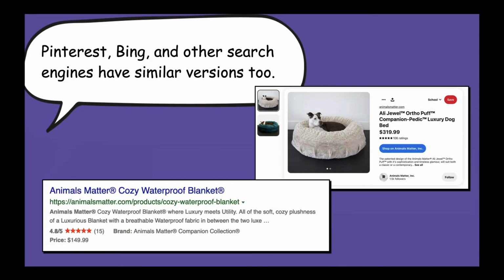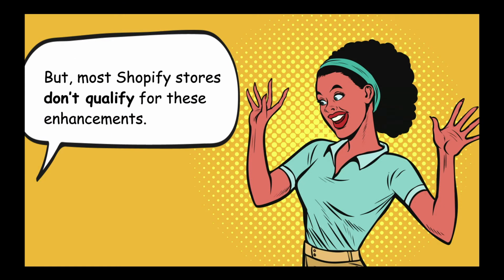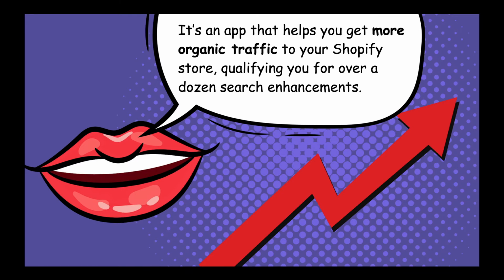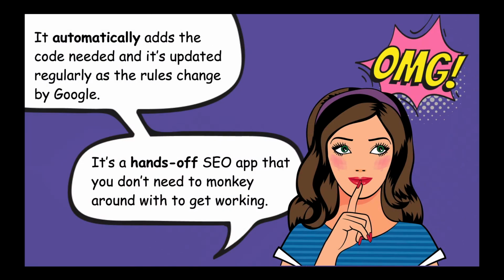Pinterest, Bing, and other search engines have similar versions too, but most Shopify stores don't qualify for these enhancements. That's where JSON LD for SEO comes in. It's an app that helps you get more organic traffic to your Shopify store, qualifying you for over a dozen search enhancements. It automatically adds the code needed and it's updated regularly as the rules change by Google. It's a hands-off SEO app that you don't need to monkey around with to get working.